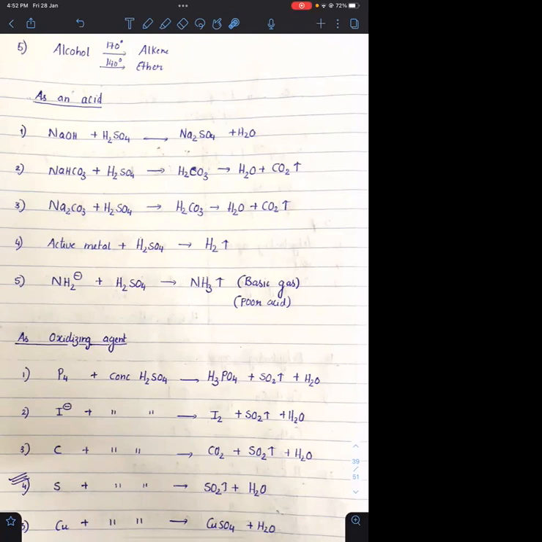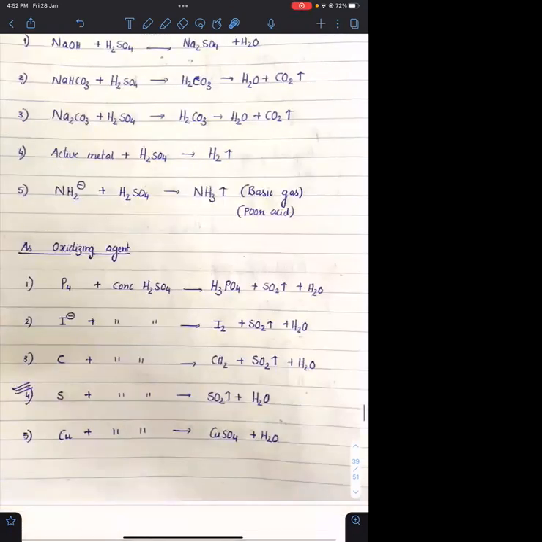Any active metal with any acid will give you hydrogen gas. The same happens here: active metal with H2SO4 will give hydrogen gas. NH2 minus plus H2SO4: NH2 minus is the base, H2SO4 is an acid. Shift the H positive and you will get NH3. Any doubt? This reaction will be predominantly in the forward direction. Reason: NH3 is a weaker acid when compared to H2SO4. H2SO4 is a stronger acid.